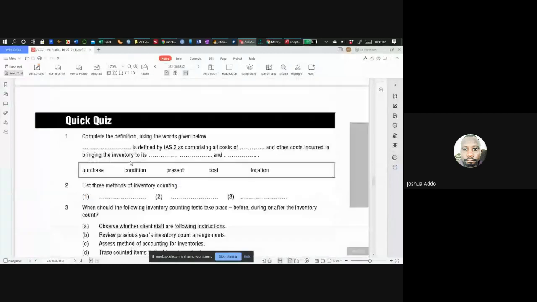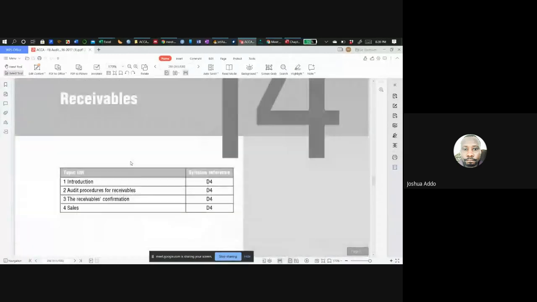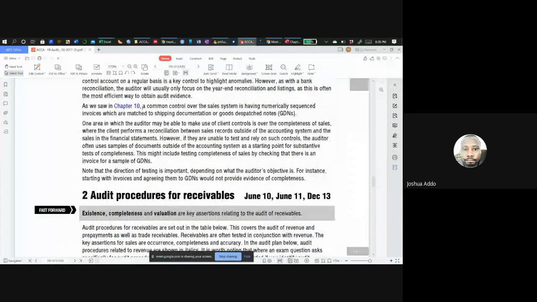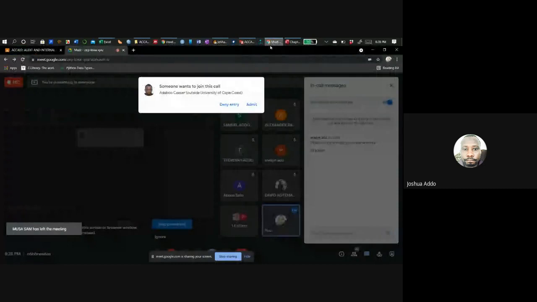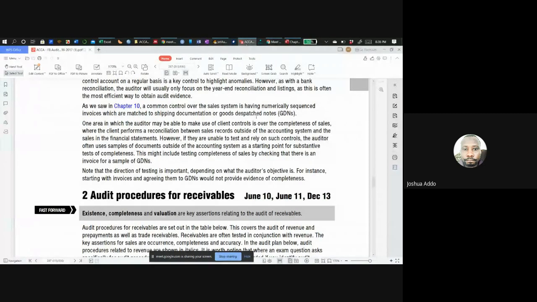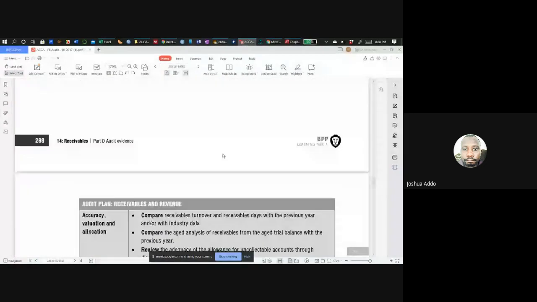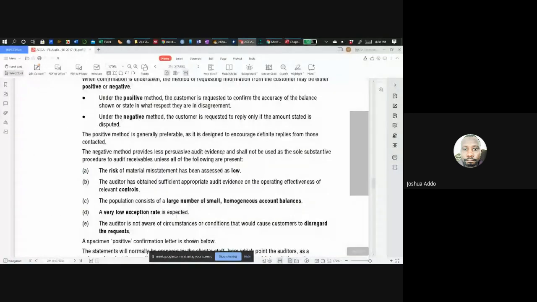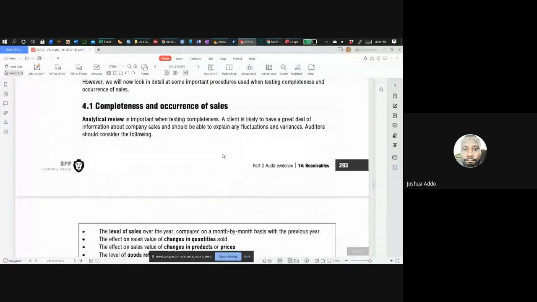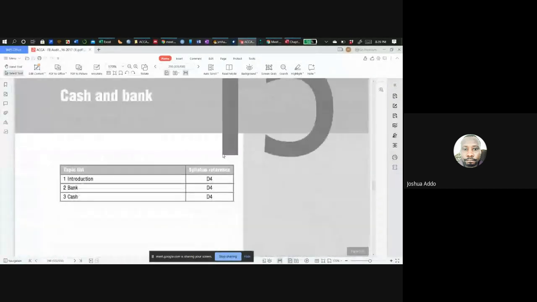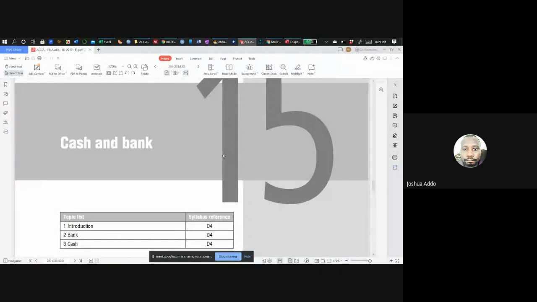Okay, I want to see the next one on the list, receivables. So you need to read about gathering audit evidence around receivables. This one, we are just closing and you are now coming in. So from receivables, we go to cash and bank. We go to cash and bank.